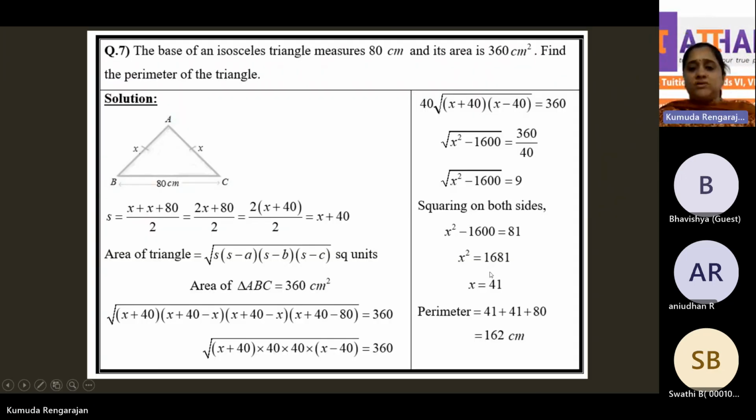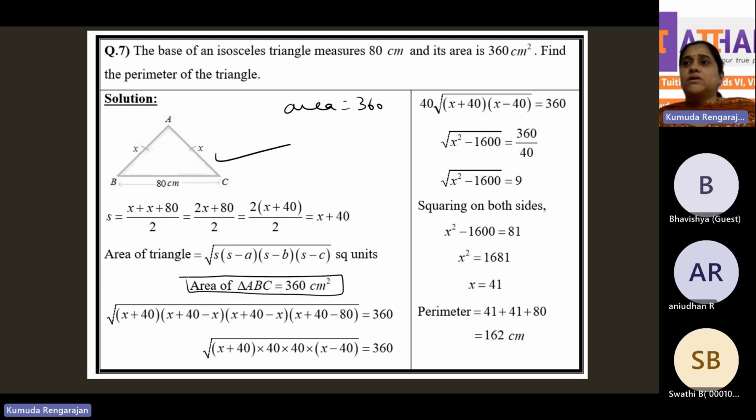Okay, so see here. I'll explain it and then you write down. So children, this is the figure. All of you understand that this is the figure. Next, you know the area is equal to 360. You have to start with that. The area of the triangle is 360 centimeters square, and the area is root of s into s minus a into s minus b into s minus c, equal to 360.